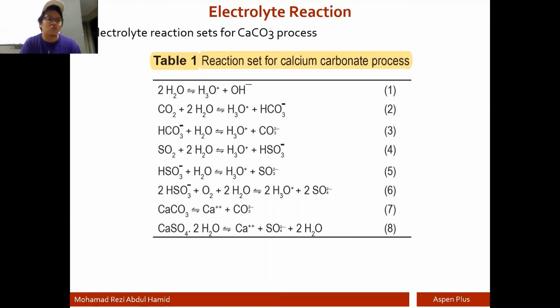But I decided to keep it as it is because maybe later when I tweak the information, or when I change the equation, I will have maybe an imbalanced equation, and then when I do the simulation, things like a cation or anion imbalance error might occur. I don't want to have that error. So I decided to keep the reaction set generated by Aspen as it is.